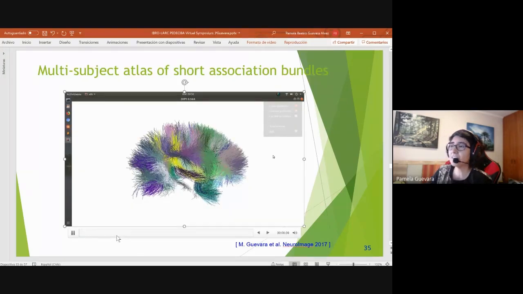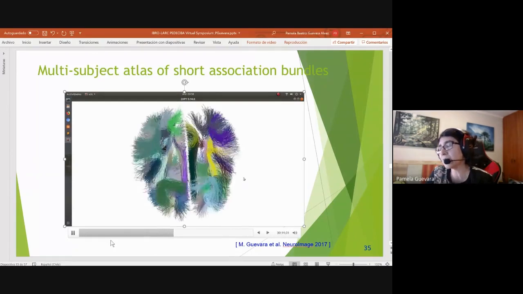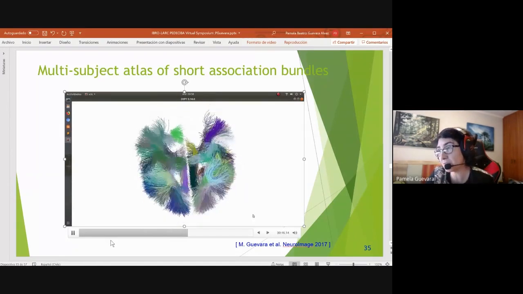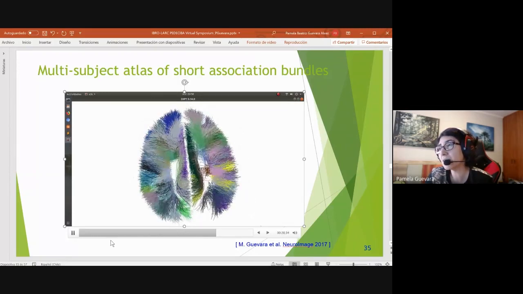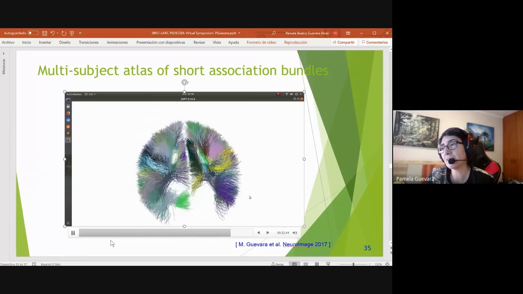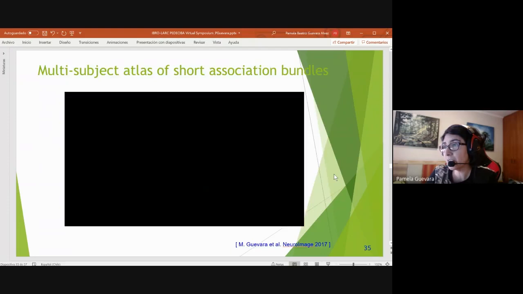I don't know if the video is working. Okay, here you can see. So these are short association bundles. The names are related to the regions that they connect, and it can be used also to perform the same kind of study that I showed you.